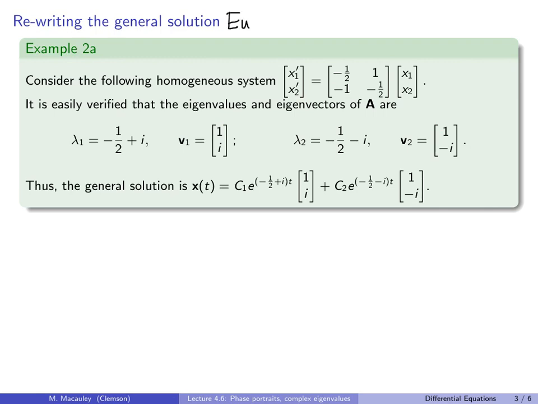Euler says that e to the i t equals cosine of t plus i sine of t. Okay, so here's what we're going to do. I'm going to call this x as before. I'm going to call this x1 of t. I'm going to call this x2 of t.